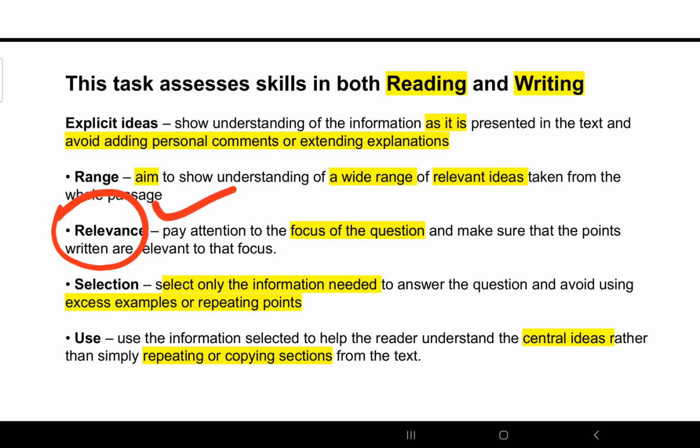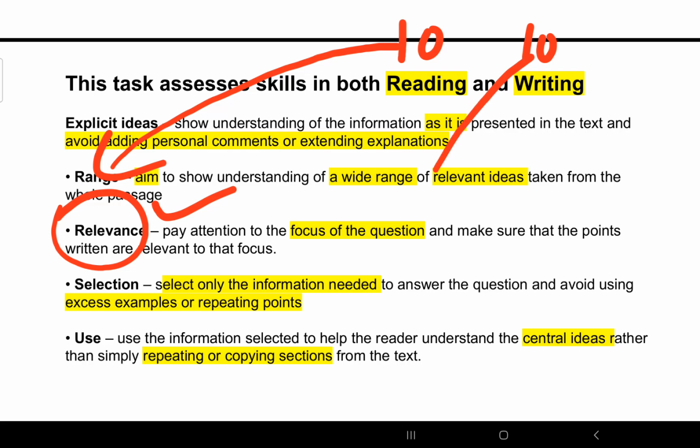So relevance is the most important thing as far as reading is concerned when selecting the ideas. After that, keep in mind that you have 10 marks for reading and 10 marks for writing. You get the reading marks if you select relevant ideas, and you get the writing marks if you develop all those ideas in your own words.